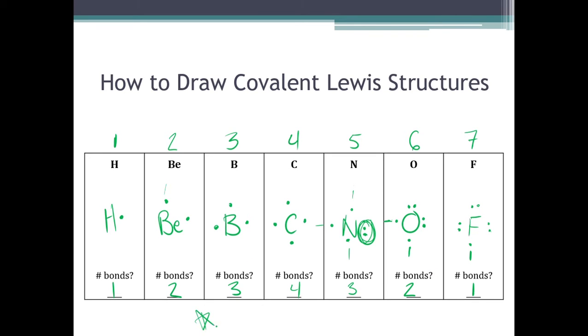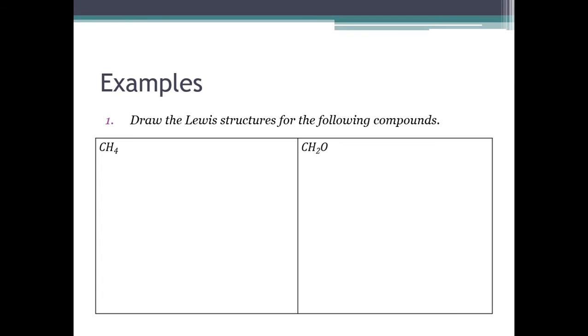So these are the preferred number of bonds. It does not have to be like this, but this is sort of the most natural arrangement. This is the preferred number of bonds. You will see exceptions, but this is the most common layout. All right, let's take a look at some examples here. We're going to practice drawing Lewis structures.